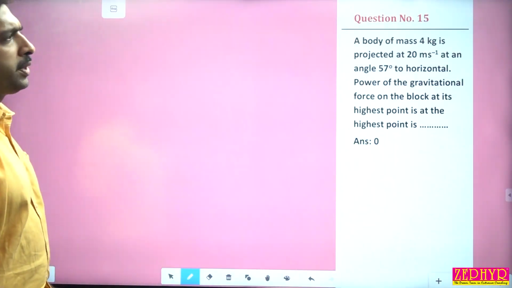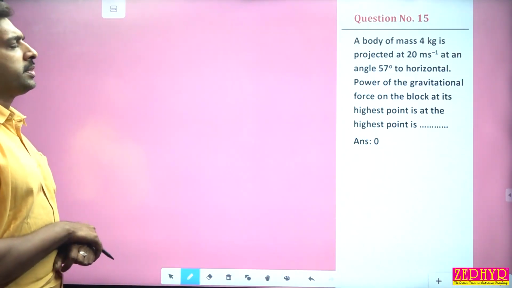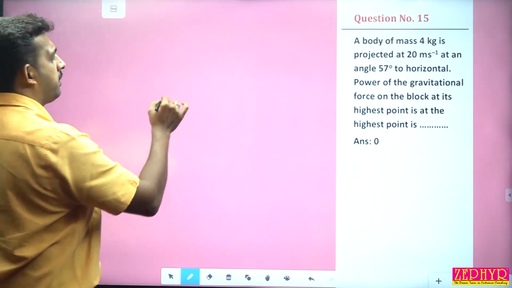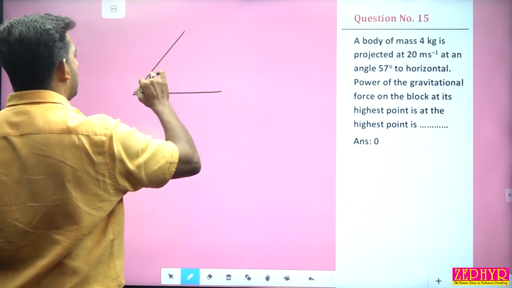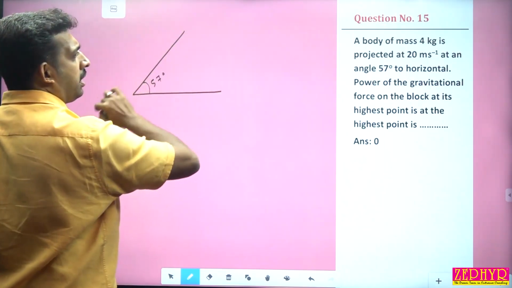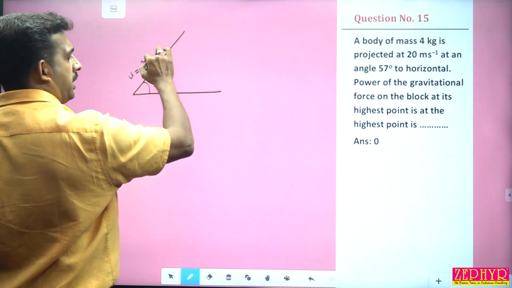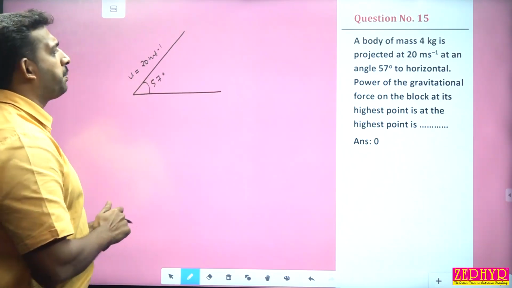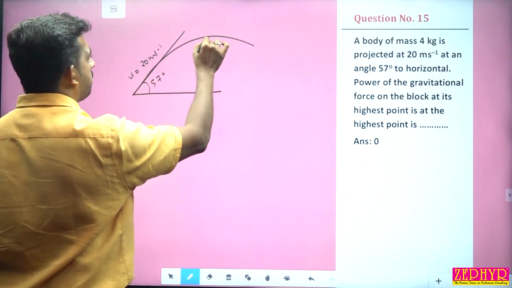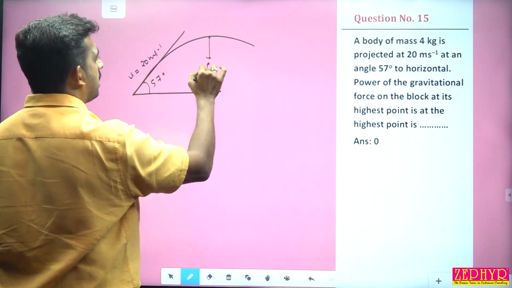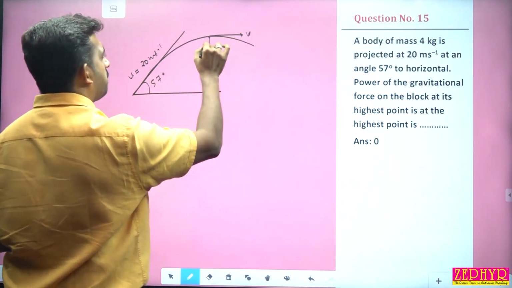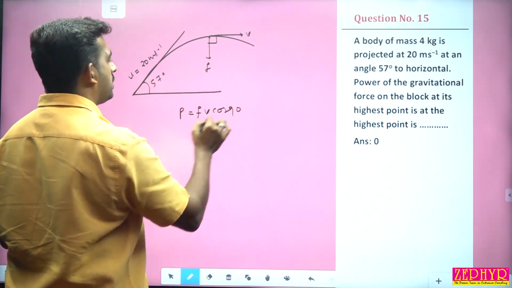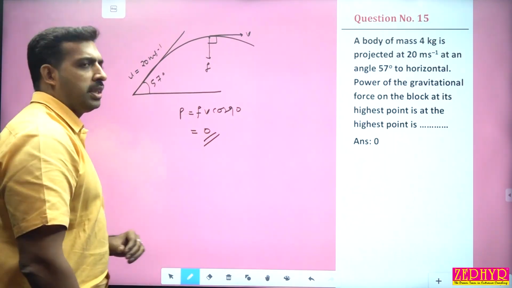Question number 15. A body of mass 4 kg is projected at 20 meter per second at an angle of 37 degrees to the horizontal. So it is projected at an angle with a velocity of 20 meter per second. Clear? Power of the gravitational force on the block at its highest point. So at the highest point, you can see that the force is like this, and the velocity will be like this, right? So both are mutually perpendicular. So power equal to Fv cos 90 degrees, so it is equal to 0. The answer is 0. Clear?